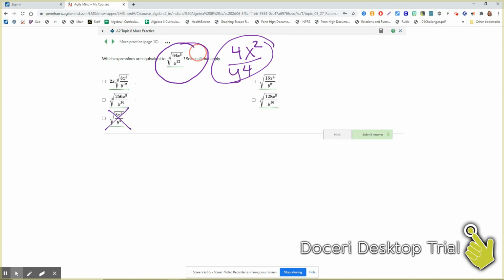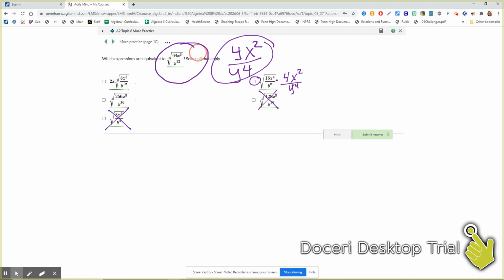Then I'm going to come over here to this problem. I know the square root of 16 is 4. The square root of x to the 4th is x squared. And the square root of y to the 8th is y to the 4th. So that matches. I would choose this as an answer. Then I'm going to use my power chart to look for what 4th power equals 128. What 4th power equals 128? That would be nothing. So I don't have to worry about that one, because we want it to come out as a whole 4.